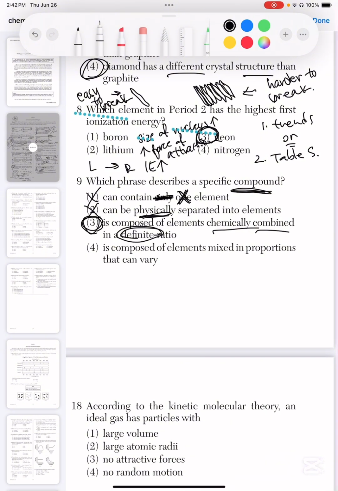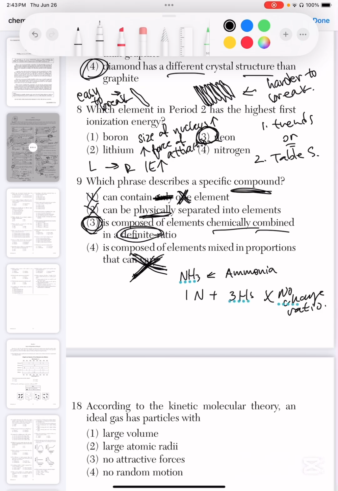Let's see what the last one is first. It's composed of elements mixed in proportion. They cannot vary. Yeah. Like, for example, this is ammonia. It's 1 N plus 3 H's. This cannot vary. No change in ratio.